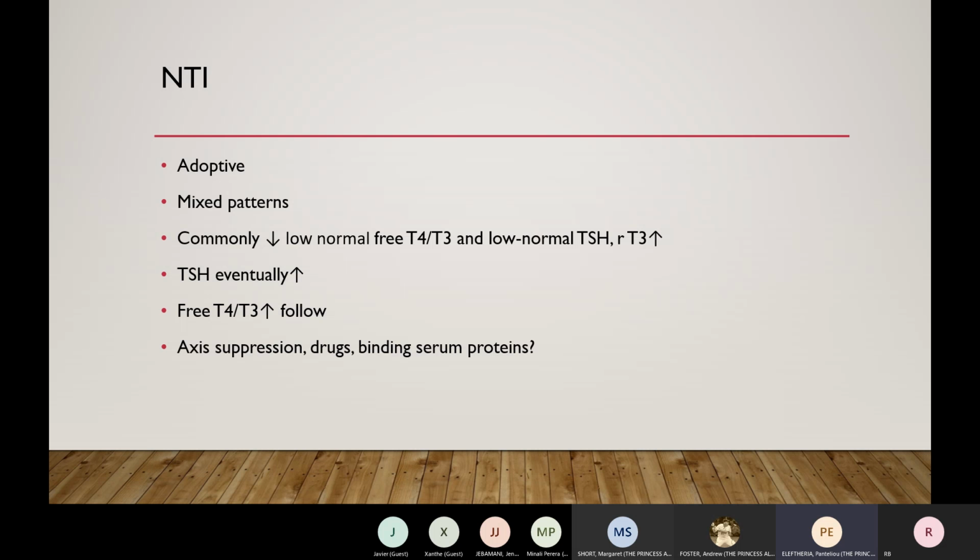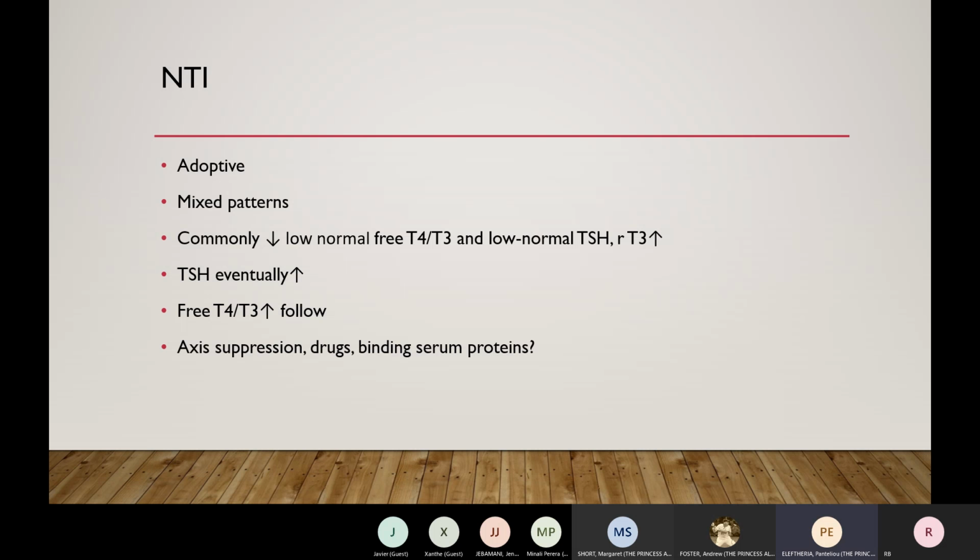Typically, as an adaptive response of the body to acute stress, you have a central suppression in TSH followed by suppression in T3 and T4. And one of the other things that the body does in the peripheries, it increases the deactivation of T4. So you have raised reverse T3. When the patient starts to recover from the non-thyroidal illness, the TSH starts to recover, and as a result, eventually T4 and T3 recover.